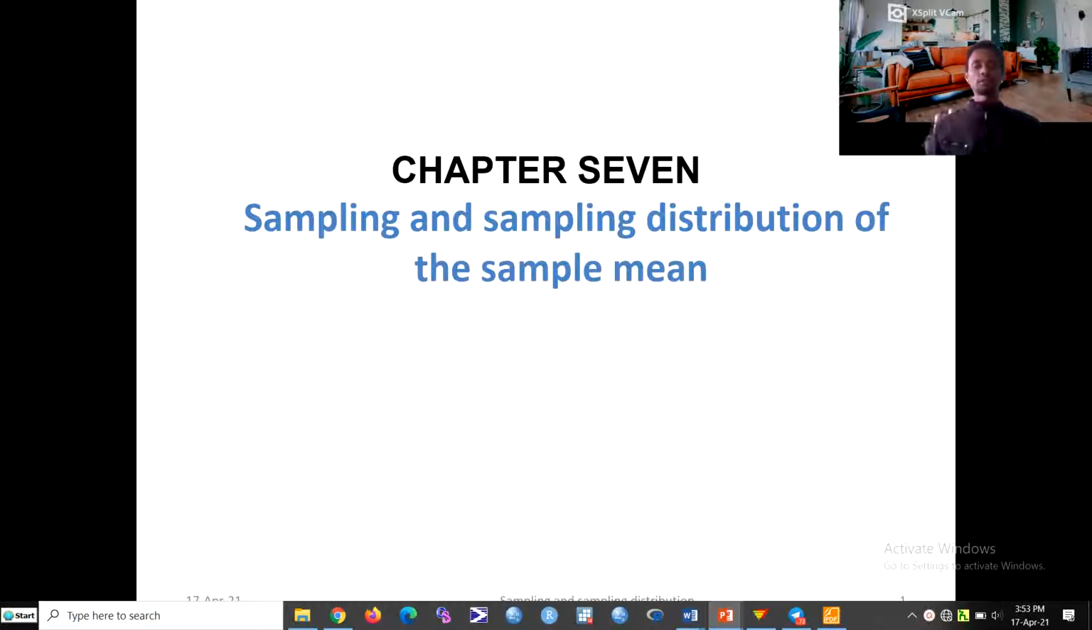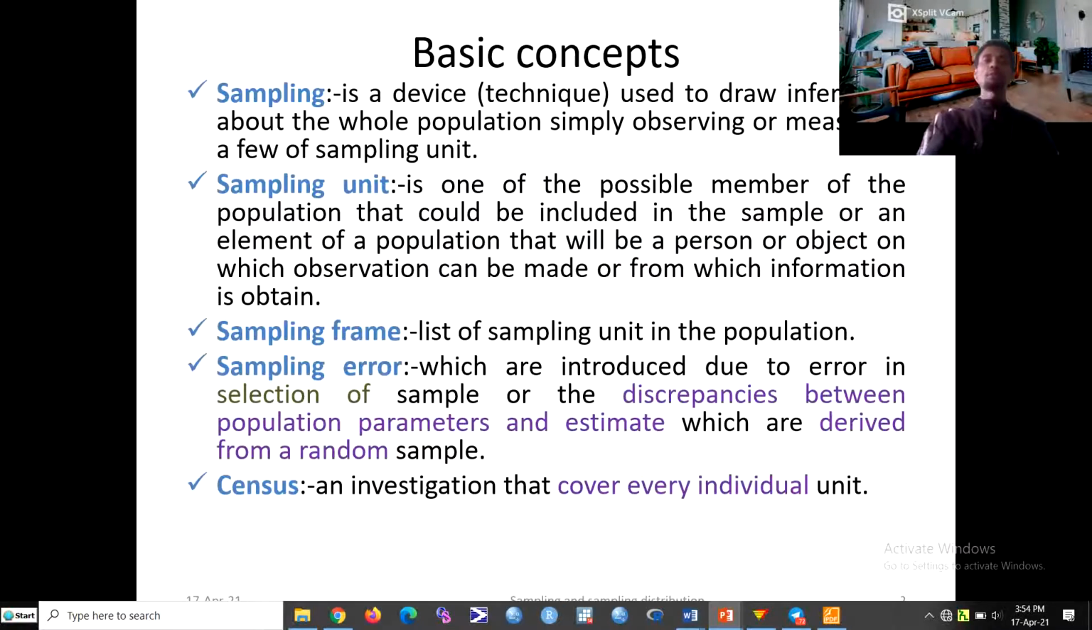And as you may know, sample mean is a statistic of the population parameter. So here I will try to cover what are the sampling techniques and what is the sampling distribution of the sample statistic, that is the sample mean, right? So sampling is a device or a technique to draw inference about the whole population by simply investigating or observing or measuring a few sampling units taken from the population.